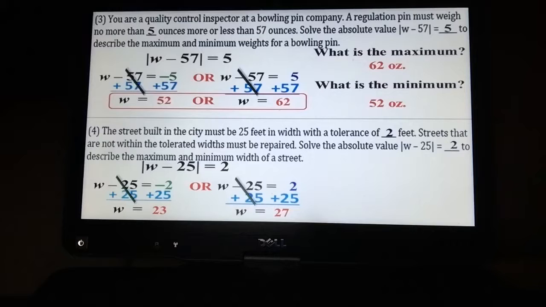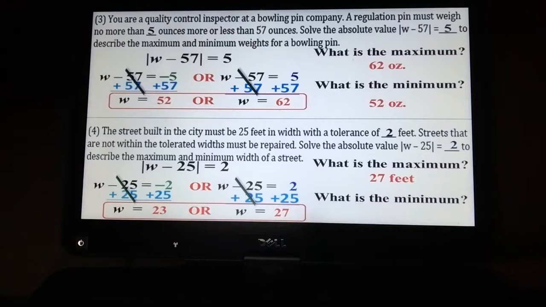Now what does that actually mean? Well, what that means is we have a maximum of 27 feet. So that's the most it could be. All right, and then a minimum of 23 feet means that's the skinniest it could be. Okay? All right, hopefully you guys got that right. Now we're going to go to this new part, which is number 5. Let's go ahead to the back side of the paper.